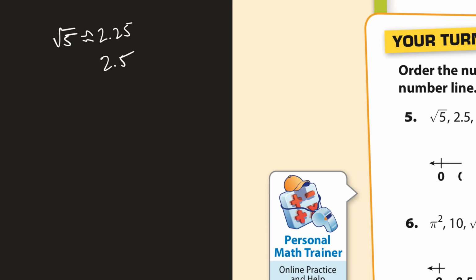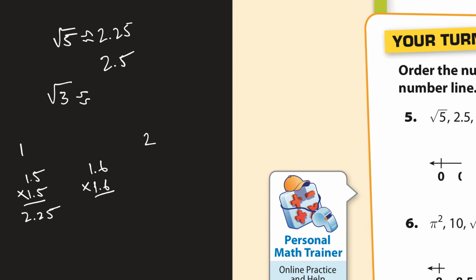Square root of 3 is about, it's in between 1 and 2. So let's try 1.5. 1.5 times 1.5, oh, I know, that's 2.25. 1.6 times 1.6, I know what this is. Do I? I don't remember now. Sorry, 1.6 times 1.6 is 2.56. Oh, yeah, of course.